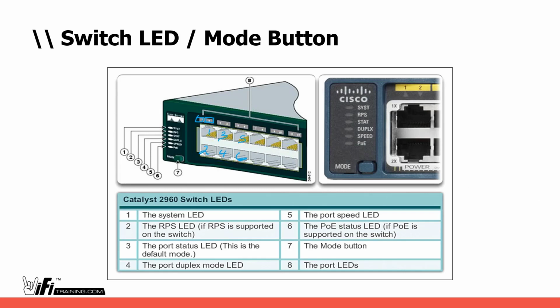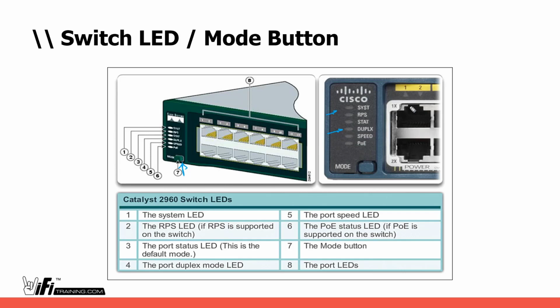All right, so you only have one LED, but I might need to see, A, is the link up, B, is it full duplex, C, what speed is it at? Is it at 10 megs, 100 megs, or gigabit? And then D, is there PoE? So Cisco put this mode button on the front of the switches. Whenever I hit this mode button, that toggles the lights for the ports. So if I want to see which ports are operating at full duplex, I keep hitting the mode button until this LED lights up.